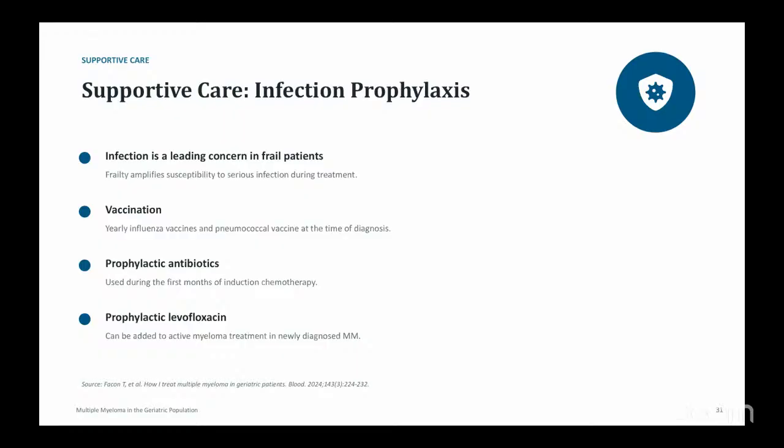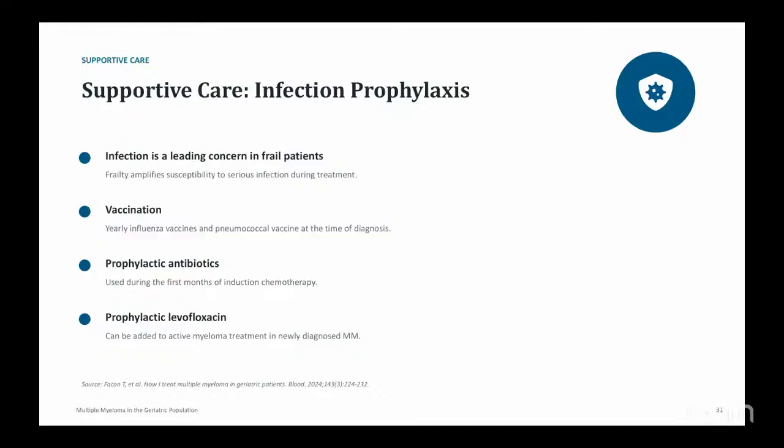Another supportive care element is infection prophylaxis. Now, infection is generally a major concern in older patients, specifically frail patients. And in this specific case, because the disease itself, multiple myeloma, can lead to immune suppression with the subsequent neutropenia and disease complication. And this can further be compounded with further immune suppression from the treatment, making the patients very vulnerable to infection.